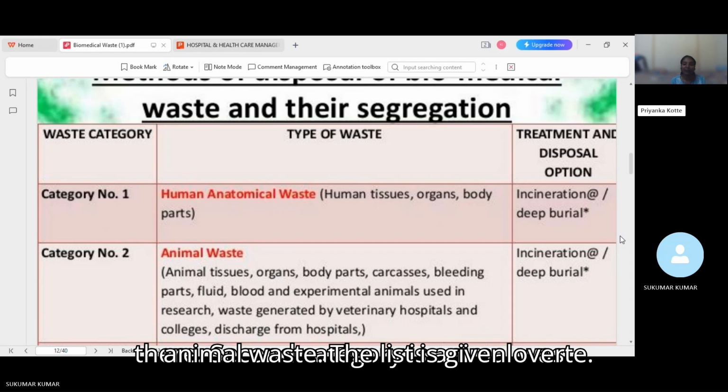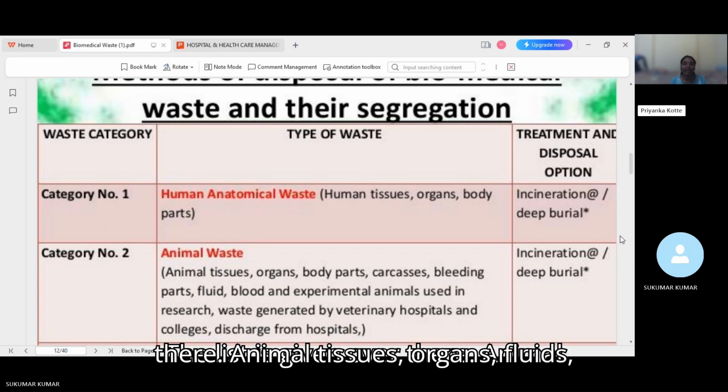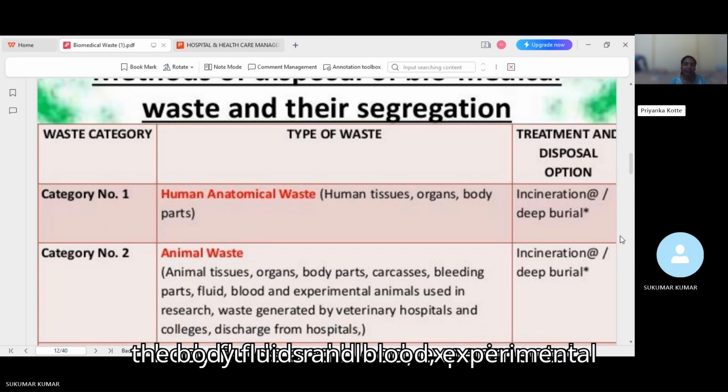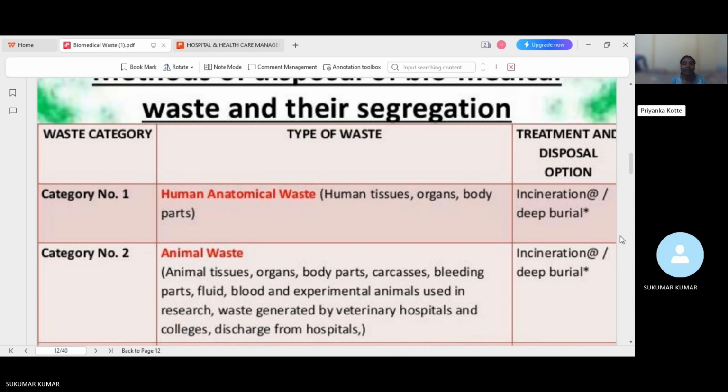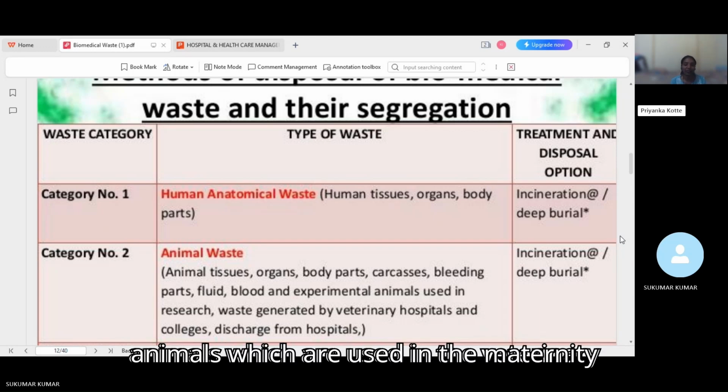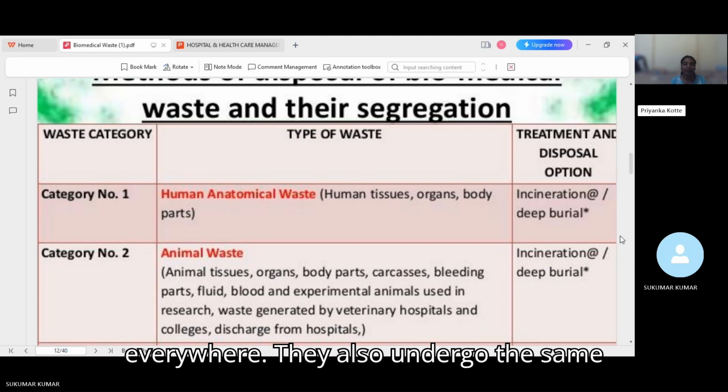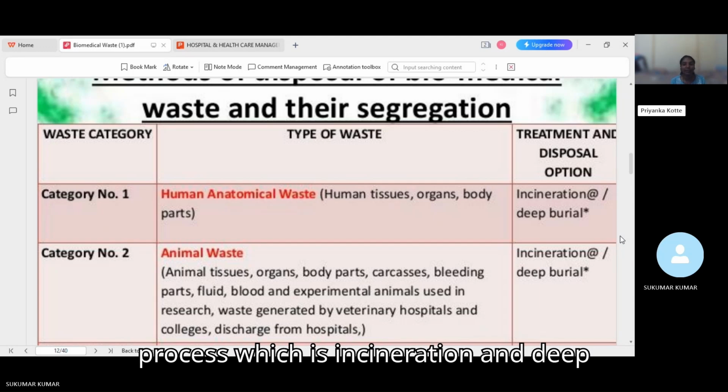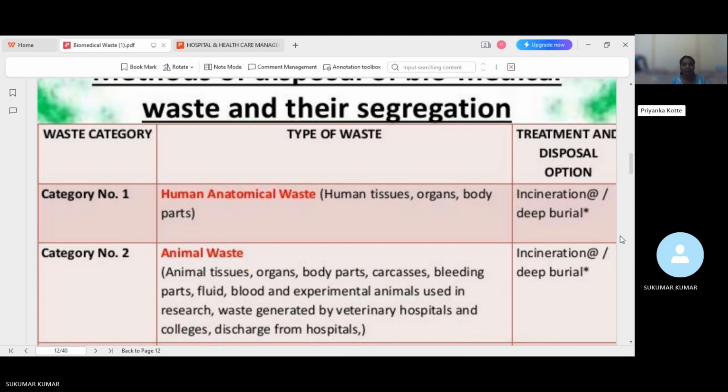Second category is animal waste. The list is given over there: animal tissues, organs, fluids, the body fluids and blood, experimental animals which are used in the veterinary hospital and research centers and everywhere. They also undergo the same process, which is incineration and deep burial. Next one.